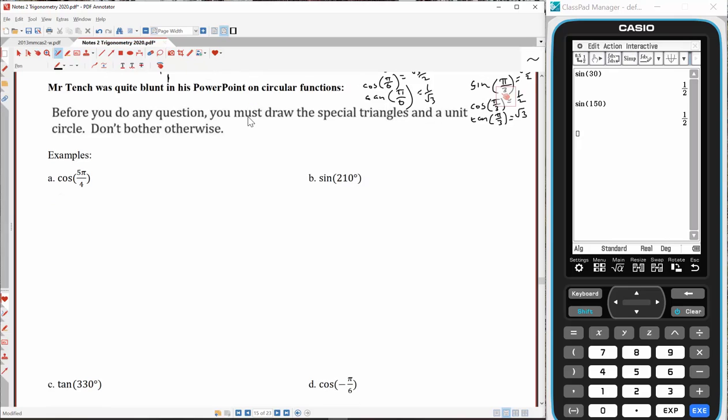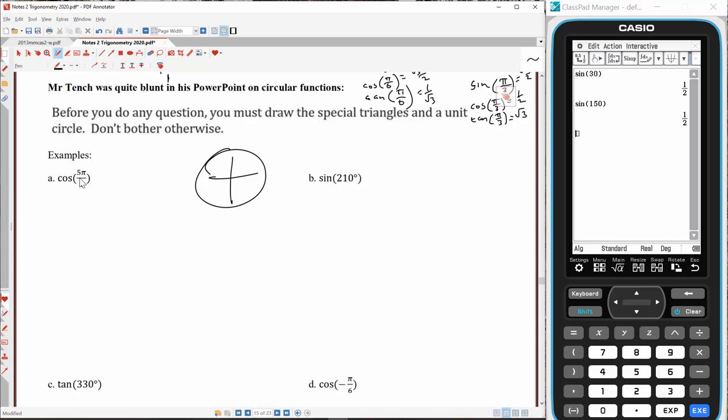Just looking through some old PowerPoints to construct this lesson, and saw this one on one of Mr. Tench's PowerPoints. Before you do any question, you must draw the special triangles, that's those two, and a unit circle. Don't bother otherwise. All right, so let's see what he means. Here is the cosine of 5 pi on 4. Okay, so here is my unit circle.